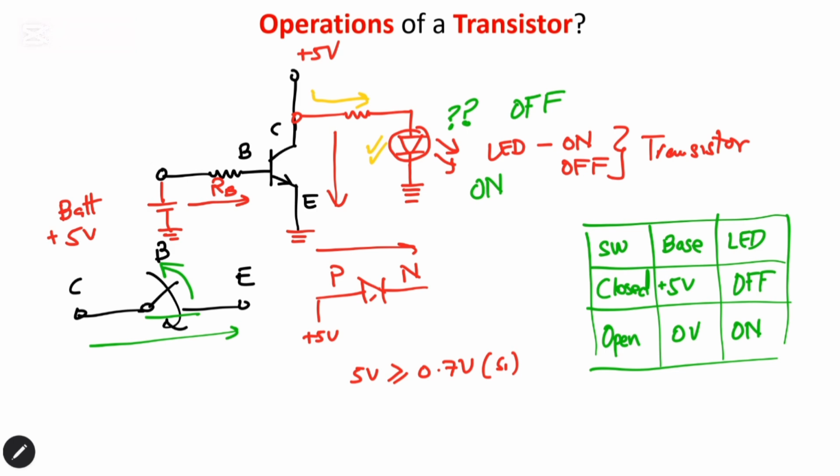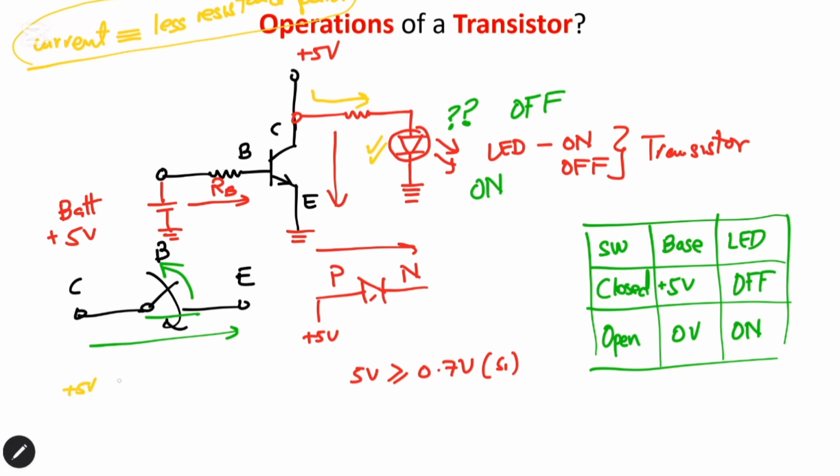So why is that, you may ask? Because current chooses the less resistance path. And this is very important. You will have to understand and remember this every time. Let me explain to you this idea.